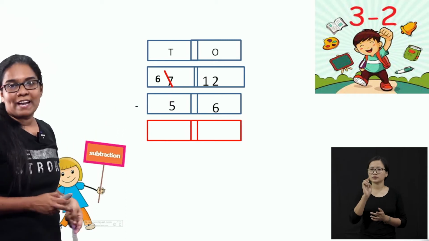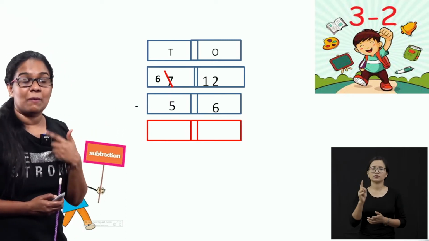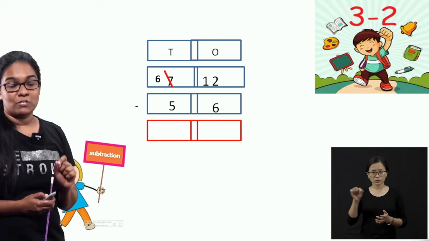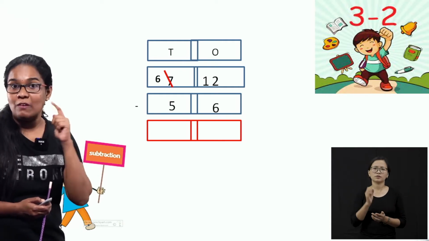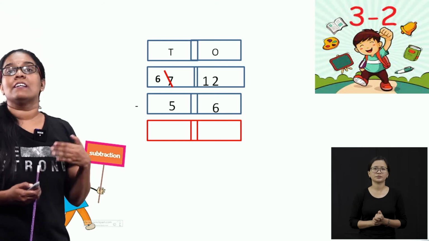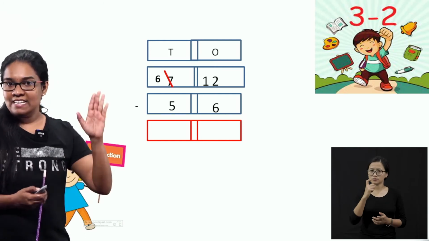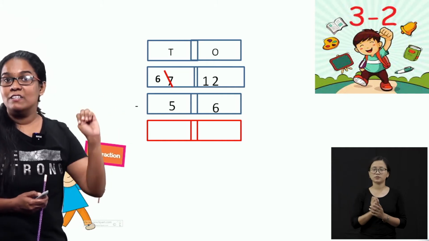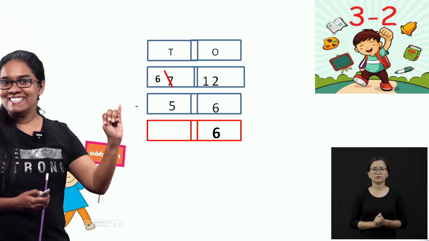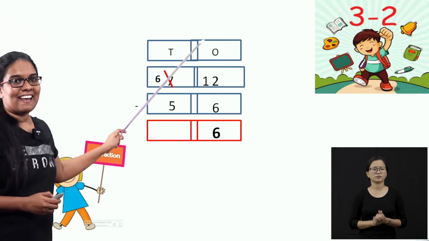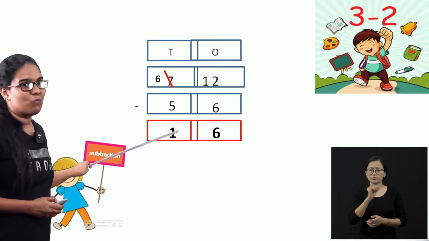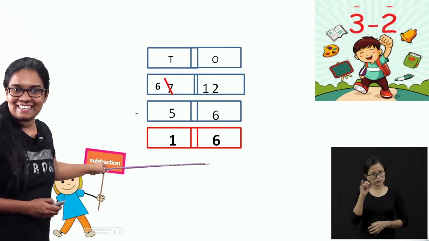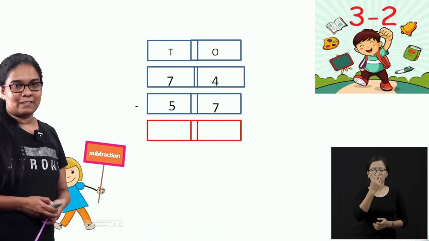How can we subtract 6 from 12? Which is the bigger number? Yes, 12 is the bigger number. So you first keep the 12 in your mind. Then start counting from 7. 7, 8, 9, 10, 11, 12. The answer is 6. Then 6 minus 5 is 1. So the answer is 16. Got it? Then look at one more example.